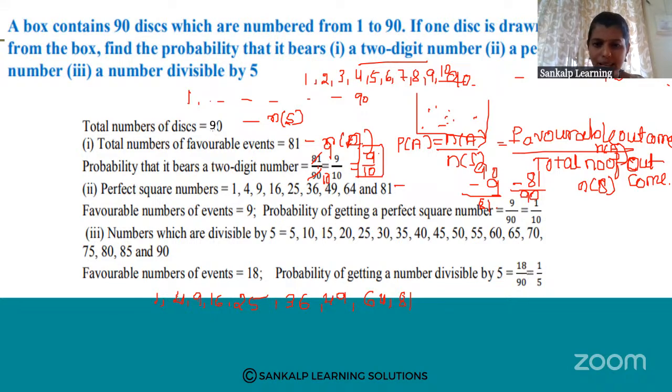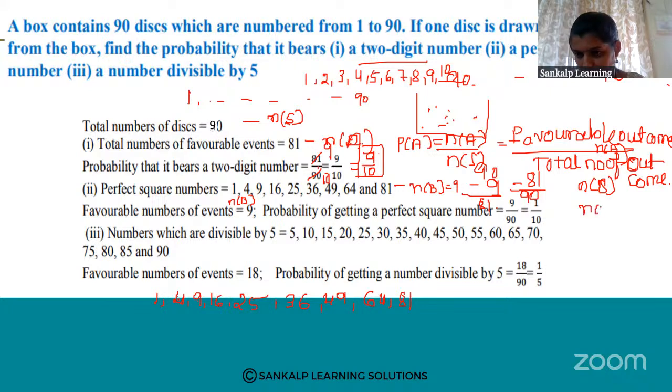How many numbers are there? Then 9 numbers are there. Therefore, this is the favorable event. So I will call it N of B. N of B is equal to 9, the favorable number of events. Probability of getting a perfect square number.